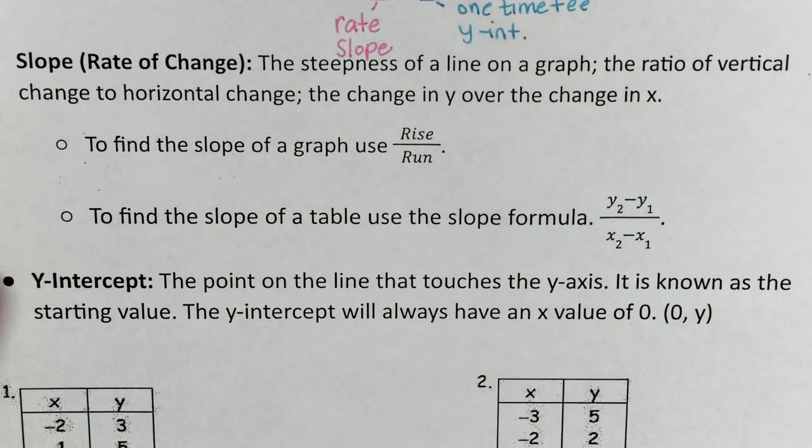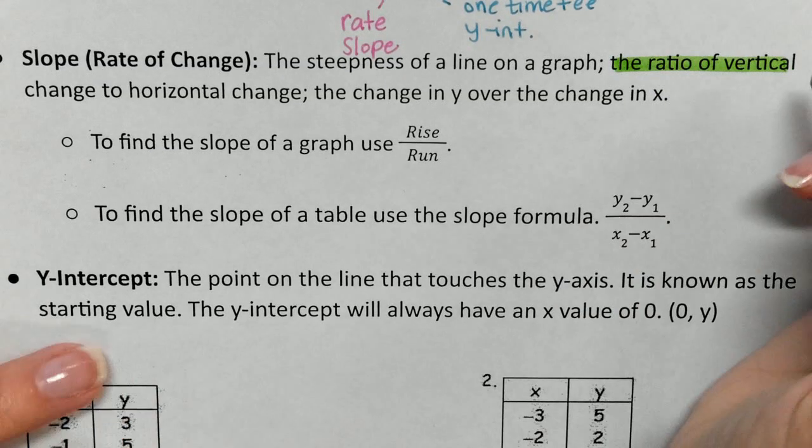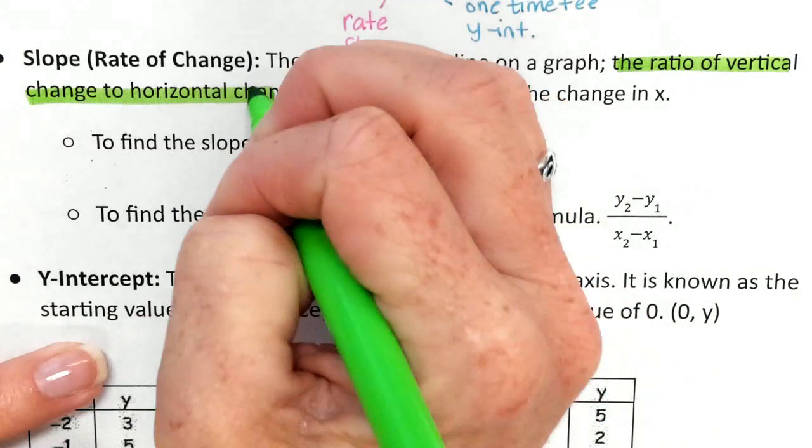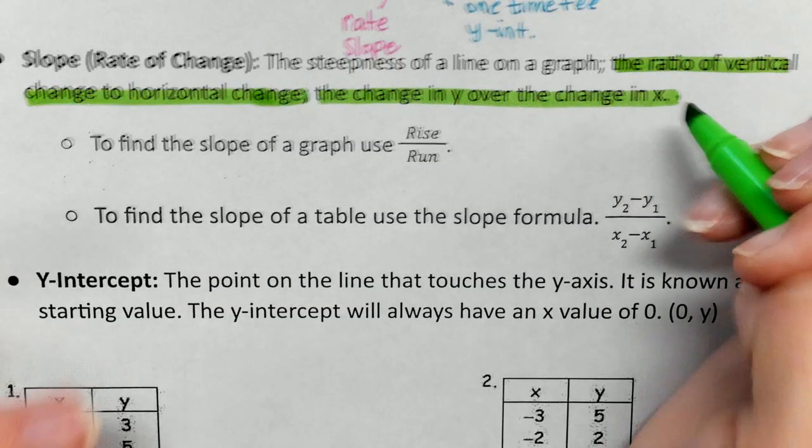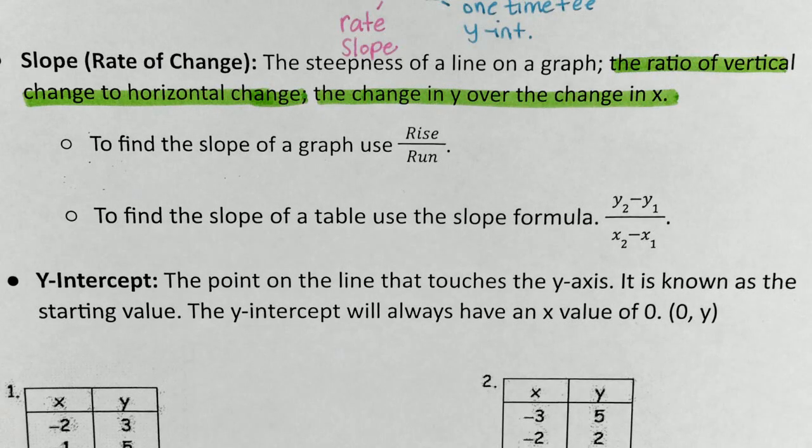Now look, this is the important part. It is the ratio of vertical change to horizontal change, which is known as the change in y over the change in x.